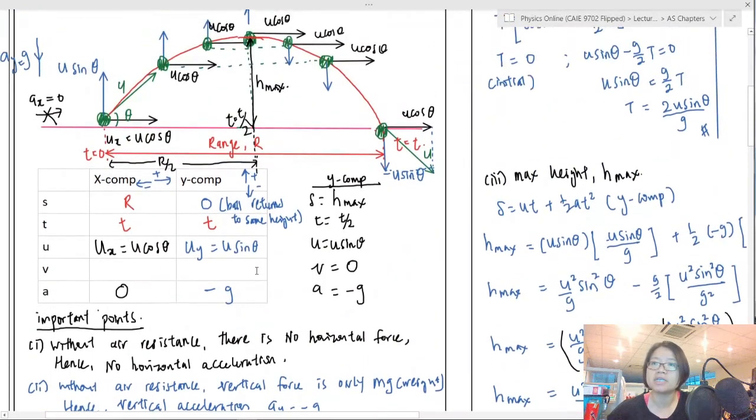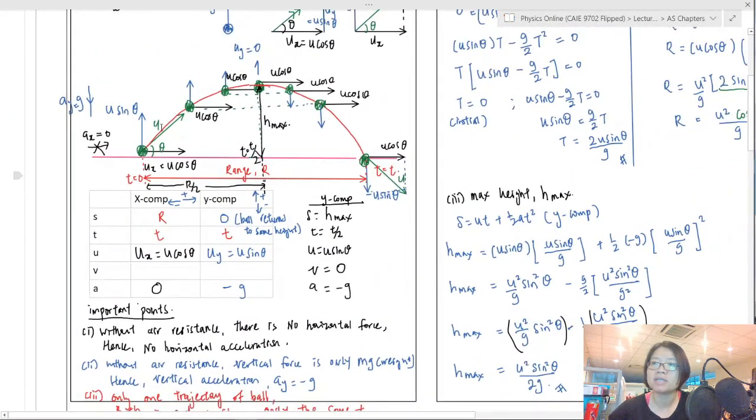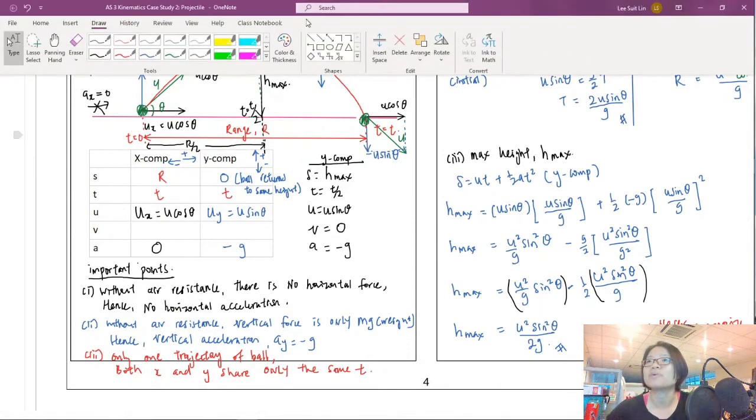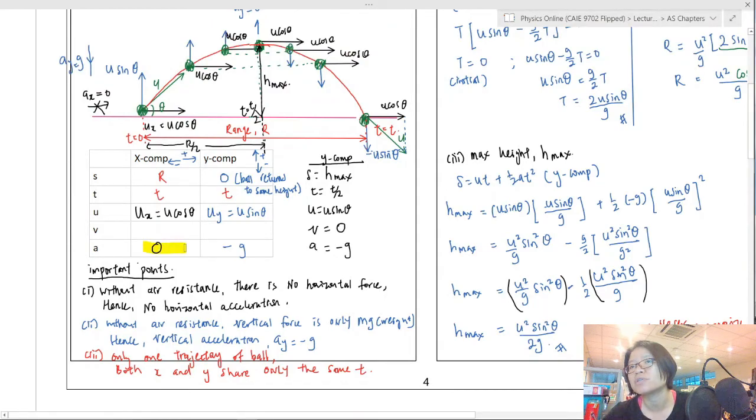The main idea here is you should know how to anticipate the movement and perform the analysis. The important points would be, if there's no air resistance, there's no horizontal force, so there's no horizontal acceleration. In fact, the important one is this line. You can find these notes in your OneNote. You should be able to explain why ax is 0, why ay is negative g, and at the same time, you should be able to deduce certain components of this motion, whether it's the maximum height or the range, etc. So this projectile is really cool.